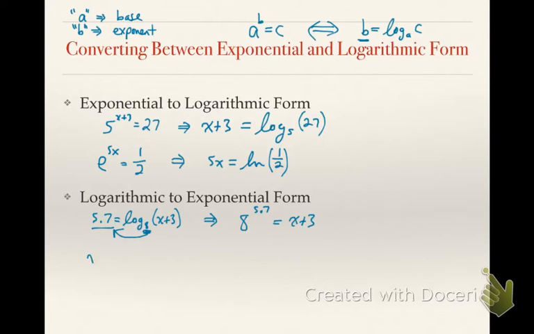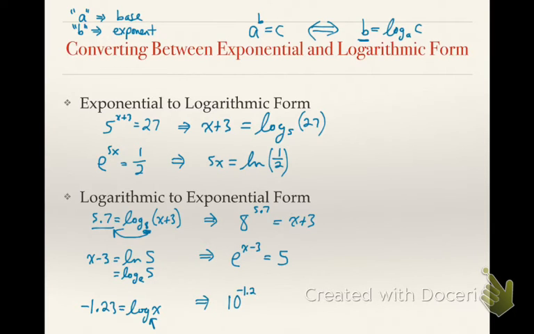Now another example, let's say I have x minus 3 is equal to natural log of 5. Natural log is going to immediately tell you you're dealing with log base e of 5, so e is going to be your base. So e to the x minus 3 is equal to 5. And one more example, negative 1.23 is equal to log of x. Notice if I don't have a number written here, that's automatically log base 10. So this converts into 10 to the negative 1.23 is equal to x.